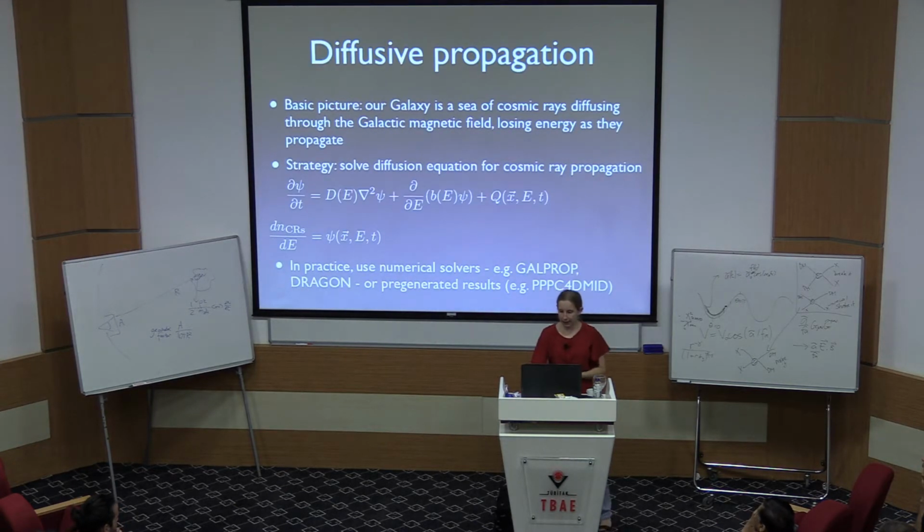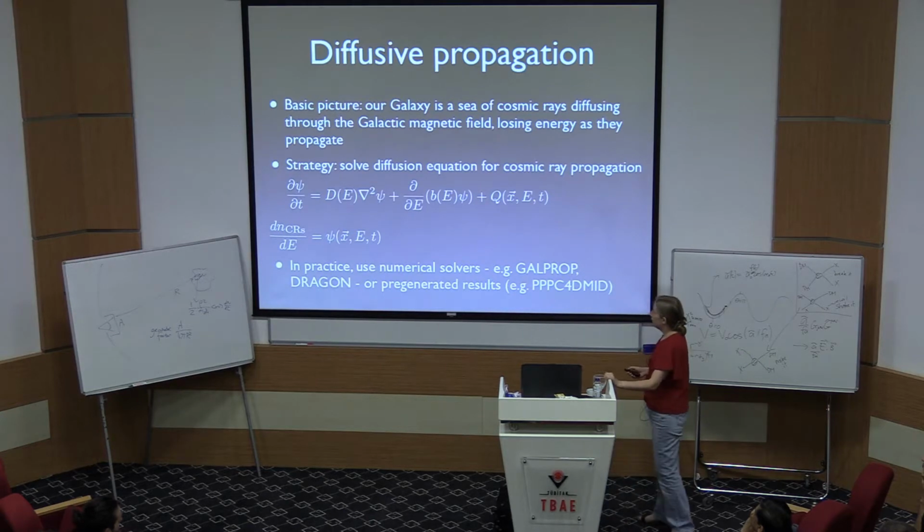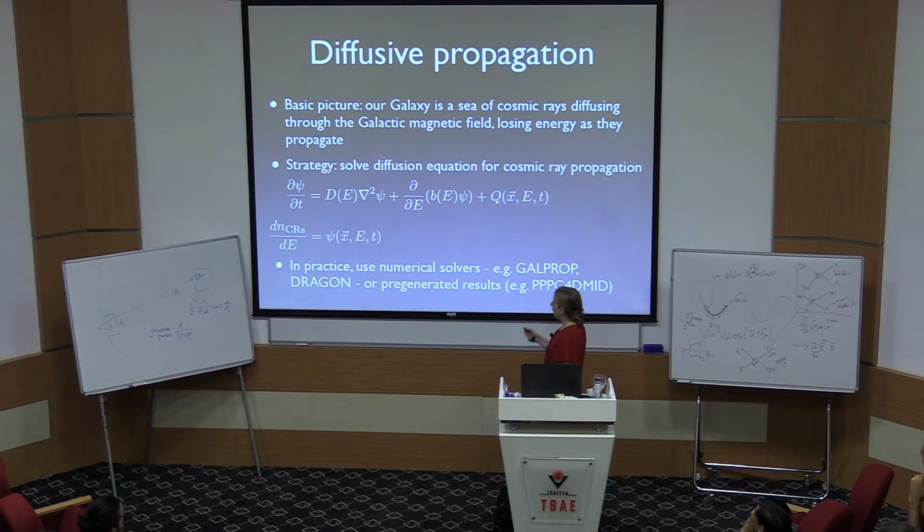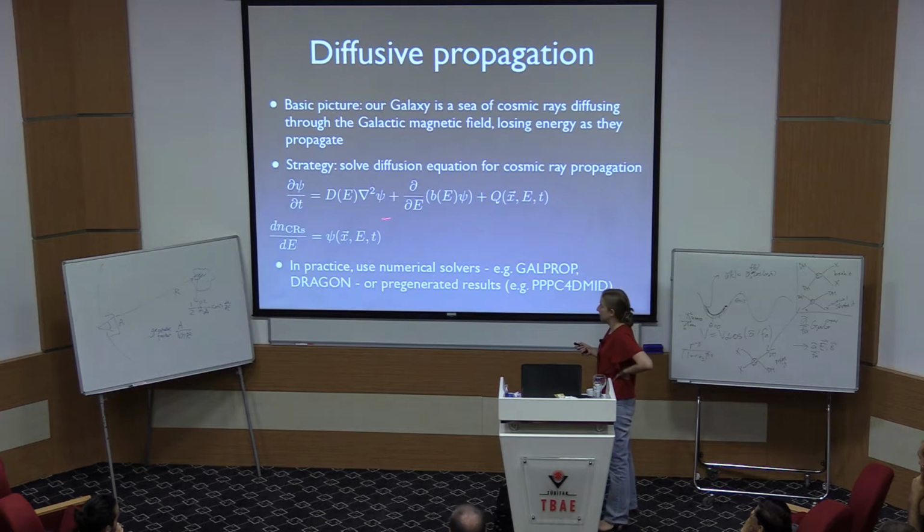So essentially, the strategy generally used here is to treat our galaxy as just a sea of cosmic rays diffusing through the galactic magnetic field. Schematically, what you're doing is just solving a diffusion equation. This has a term for spatial diffusion of the particles through the magnetic fields of the galaxy, which is energy dependent, controlled by this diffusion coefficient D(E).